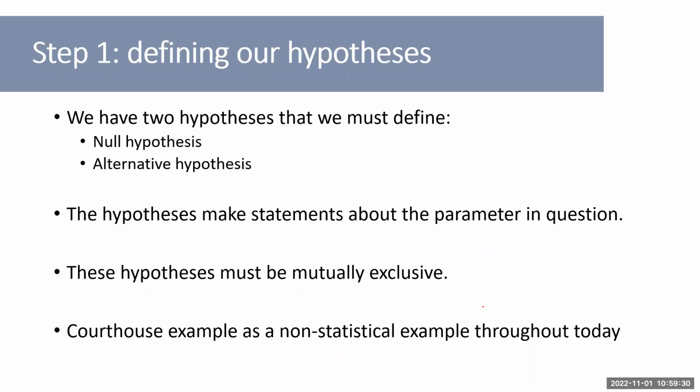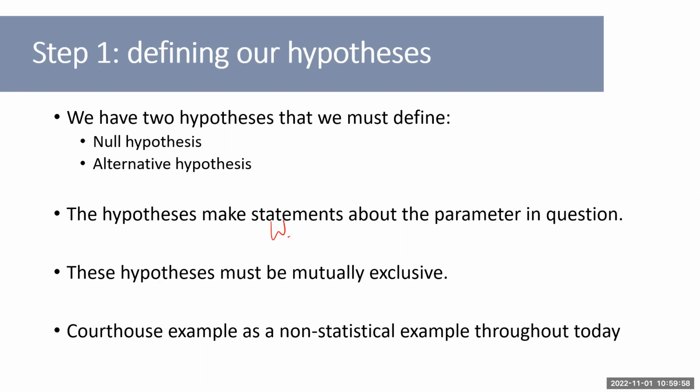So the first thing we have to do is define our hypotheses. So remember, we have to make our statement or make our claim, okay? We have two things that we must define. We have our null hypothesis, which is that original assumption. And then we have an alternative hypothesis, which you can think of as the opposite of the null, okay? They're going to make statements about the parameter in question, okay? For examples throughout these slides, you can talk about any parameter you want.